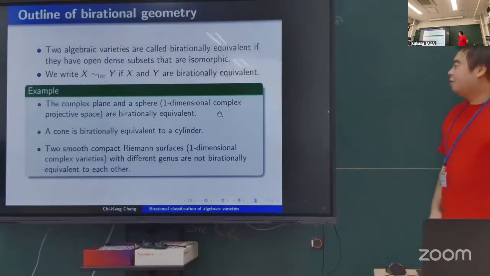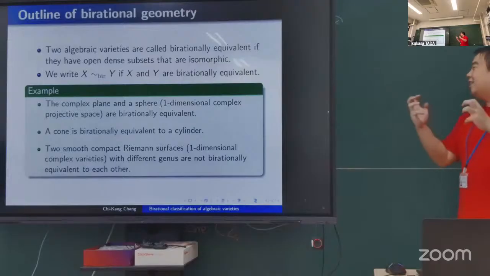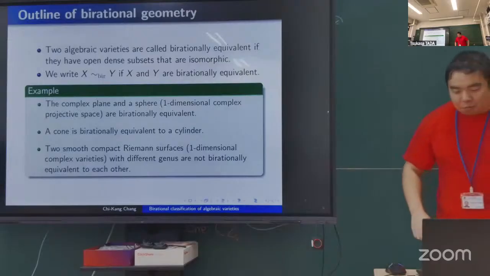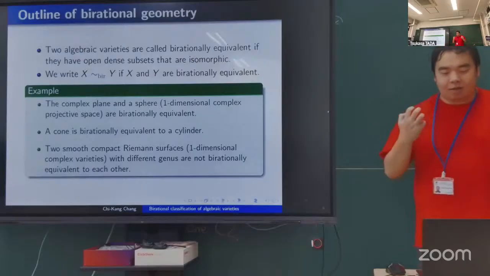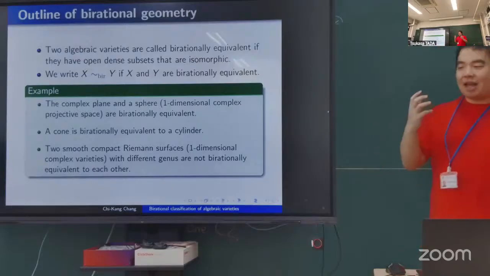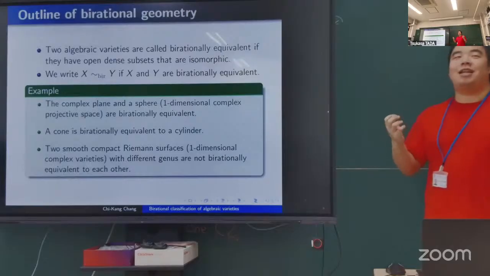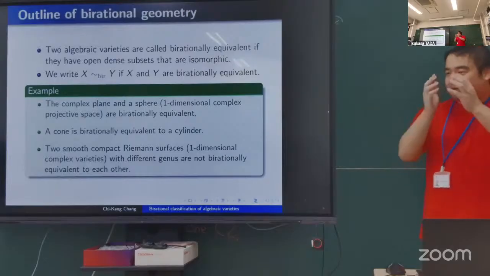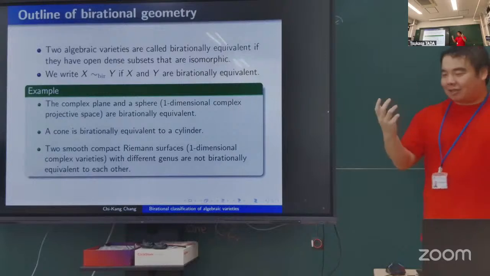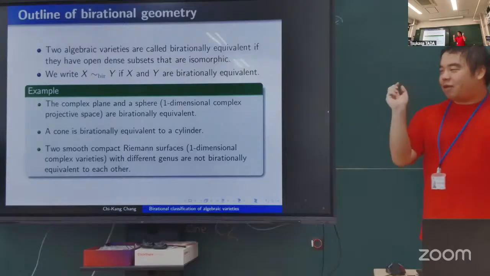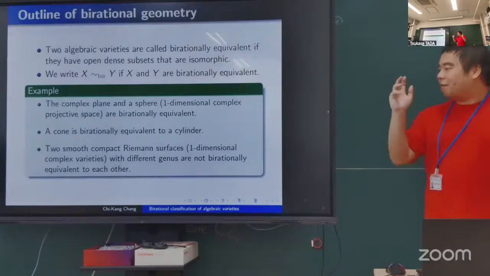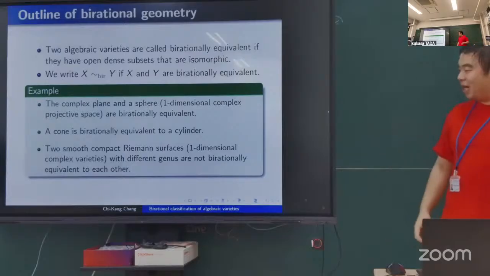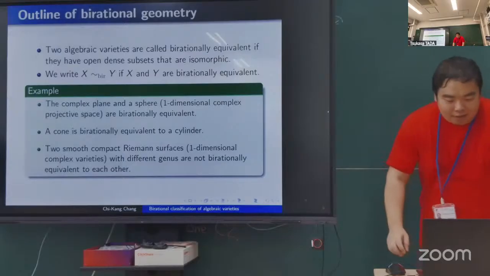Okay, for the almost isomorphic classification, here is the work of birational geometry. Two algebraic varieties are called birationally equivalent if they have open dense subsets that are isomorphic. That is, they do not need to be completely isomorphic to each other. But after we remove a small closed subset, the remaining parts are isomorphic, then they are birational. And the notation is that.